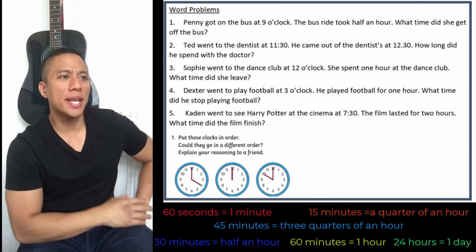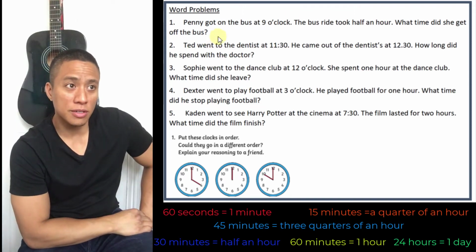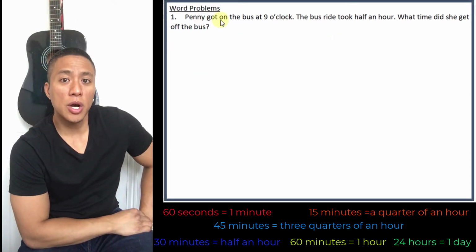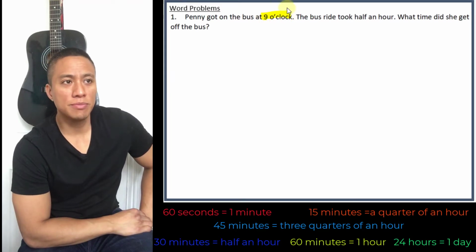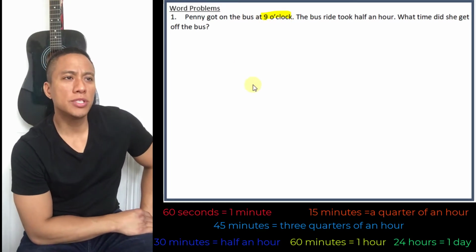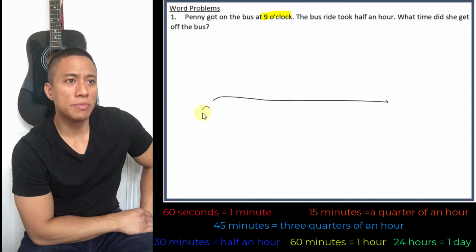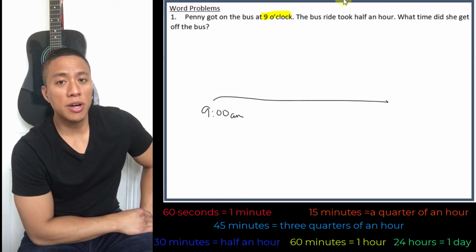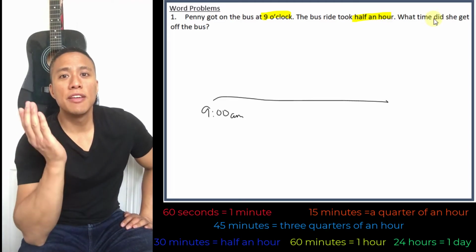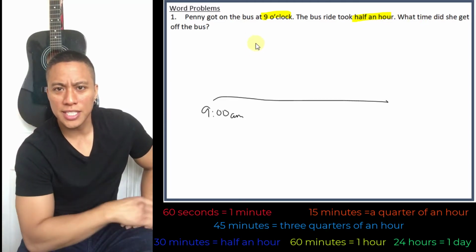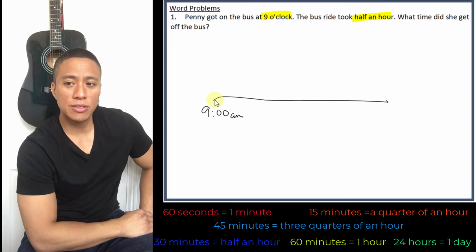Question number 1. Penny got on the bus at 9 o'clock, or 9:00 in our digital time. Just put it on our number line. The bus ride took half an hour. What time did she get off the bus? So half an hour is the same as how many minutes? 30 minutes. Right, so let's count on the 30 minutes.